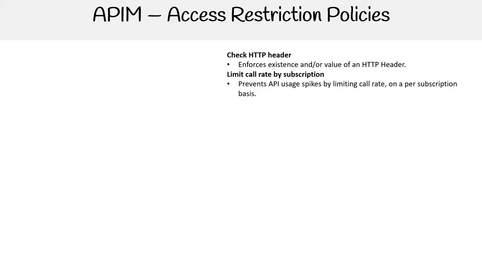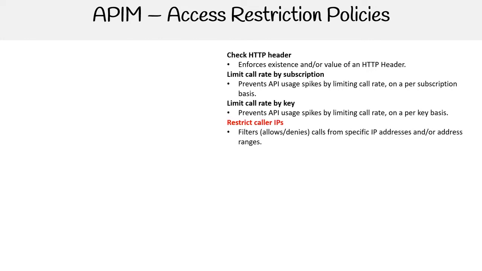When you look at other providers like AWS, where they have API Gateway, there is a fixed limit there. I don't remember there being any kind of policy to do that, so I like how you have the flexibility there to choose. Hopefully it's on there by default in that base. I don't know. Limit call rate by key, so prevent API usage spikes by limiting call rate on a per key basis. Restrict caller IPs, so filter, allow or deny calls from specific IP addresses or an address range. That could prove very useful.